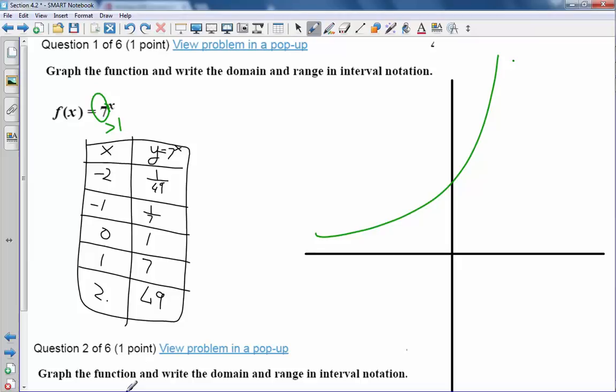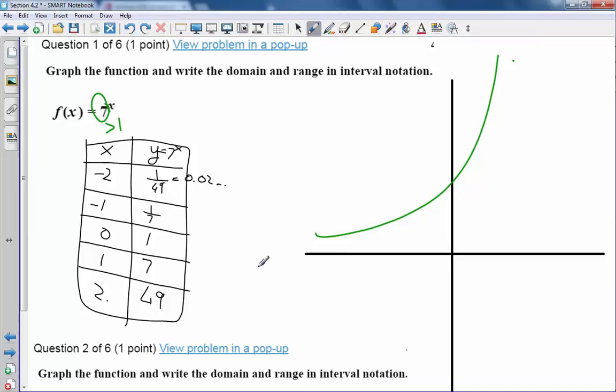Okay? How did I get 7 to the negative 2 again? 1 over 7 squared first, and 7 times 7 is 49. That's how I got it. But how do you plot this number? It's almost 0.02 something. So change it to decimal and plot if you wish.